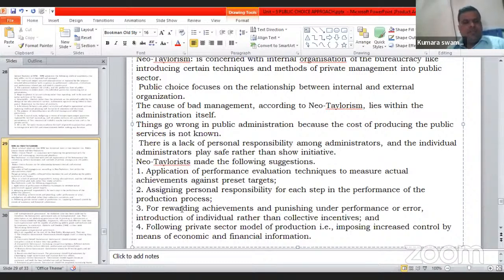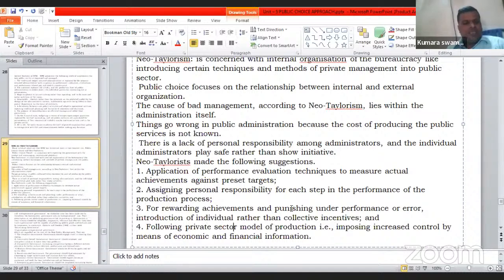And we need to give rewards if any employee, organization or department achieves the up to mark level. The goals or conditions stipulated by the government or the organization, if they fulfill that, if they reach the up to mark level, we need to reward them, and punish underperformance. So it's like the scientific management theory. It looks like that type of theory here, and follows the private sector model.